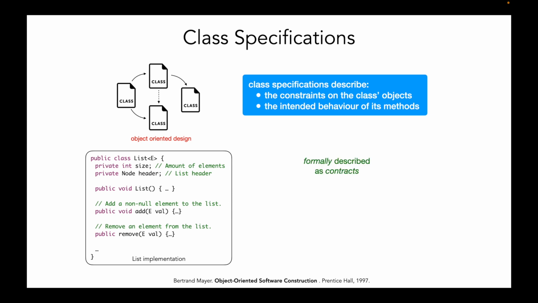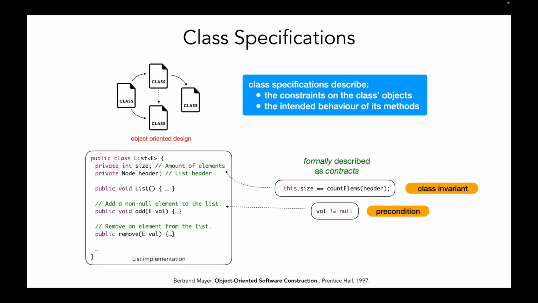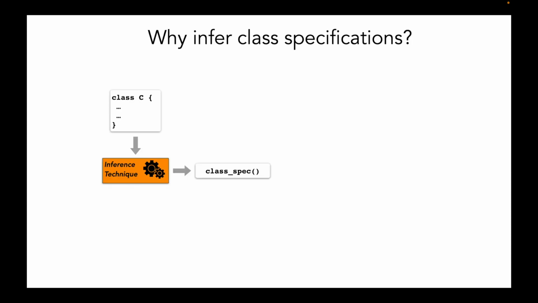However, class specifications become significantly more useful when expressed formally through executable constraints known as contracts. For instance, these contracts can involve class invariants, such as the fact that for any list object its size must be equal to the actual number of elements, preconditions, as the one stating that the input to the add method must be different from null, or postconditions, such as the one stating that the input to add was actually inserted in the list. The relevance of automatically generating class specifications can be seen in many situations.